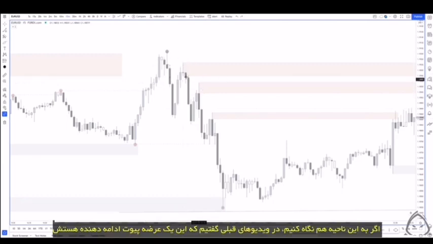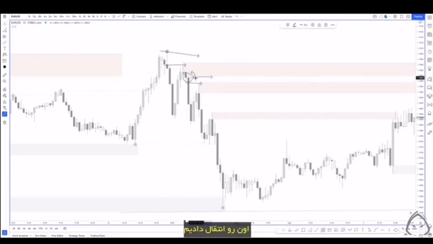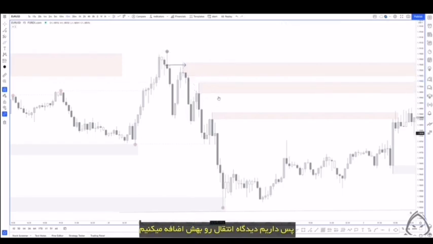If we look at this zone, like we had mentioned in the previous videos, we have this, which is just a pivot supply zone. You can see that we mitigated this. We created that pivot supply zone. We've mitigated that, so we're just adding in the concept of mitigation.